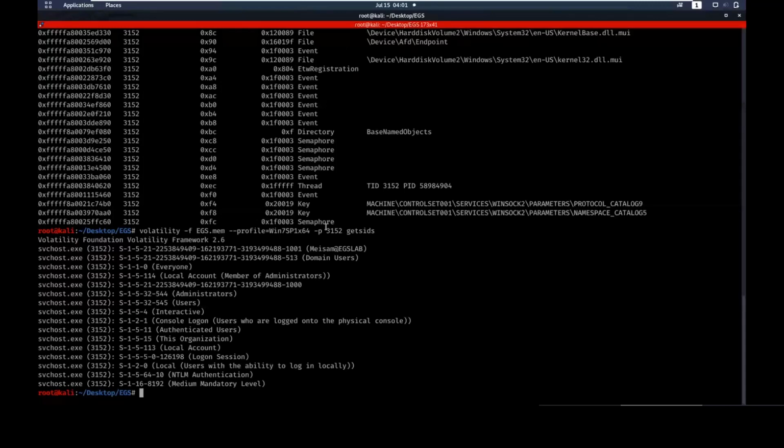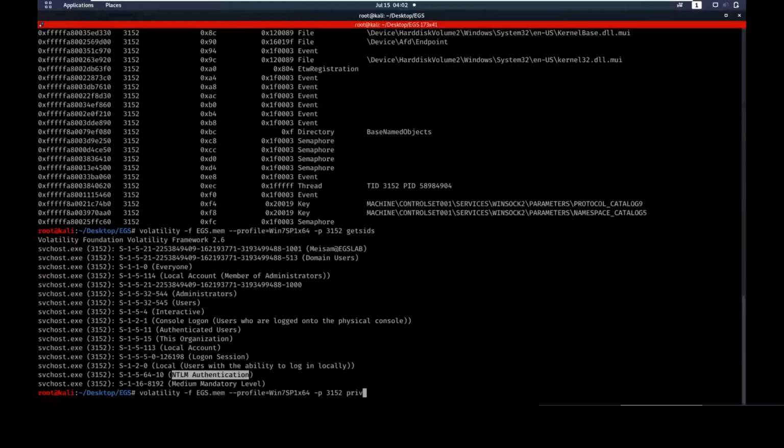So here I have all the security identifiers for our svchost process. And here we go. We have the Administrator here. It's part of the Administrators group. It has the NTLM authentication privilege. To me, these are all red flags. To be sure, let's check the privileges as well.